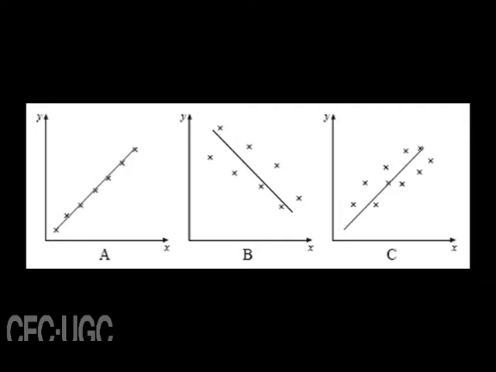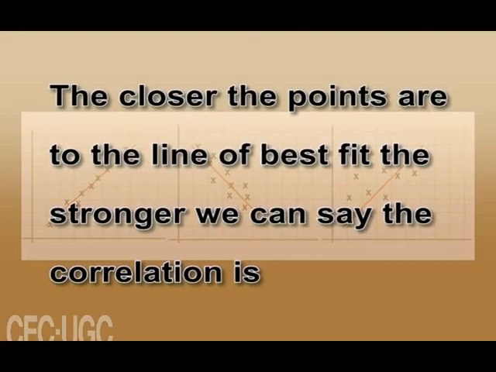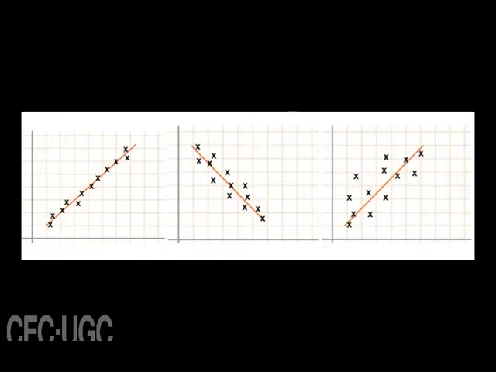Lines of best fit. What do you mean by lines of best fit? How to construct lines of best fit? A line of best fit is a line that goes roughly through the middle of all the scatter points on a graph. The closer the points are to the line of best fit, the stronger we can say the correlation is. The line of best fit is drawn so that the points are evenly distributed on either side of the line. There are various methods for drawing this precisely, but you will only be expected to draw the line by eye.